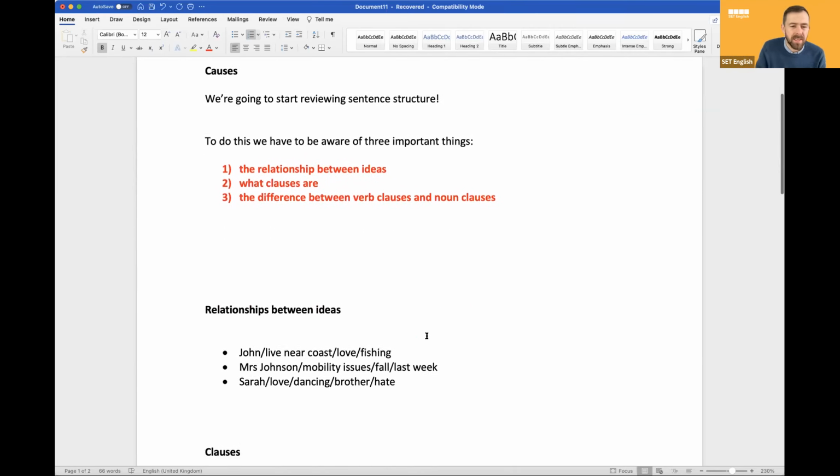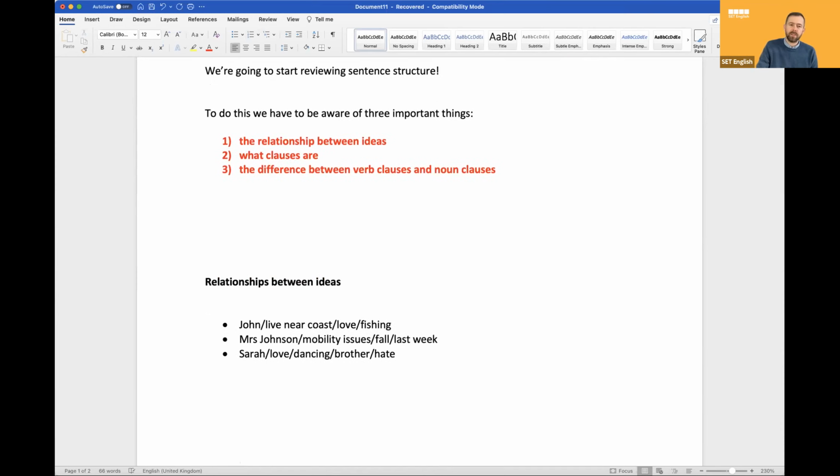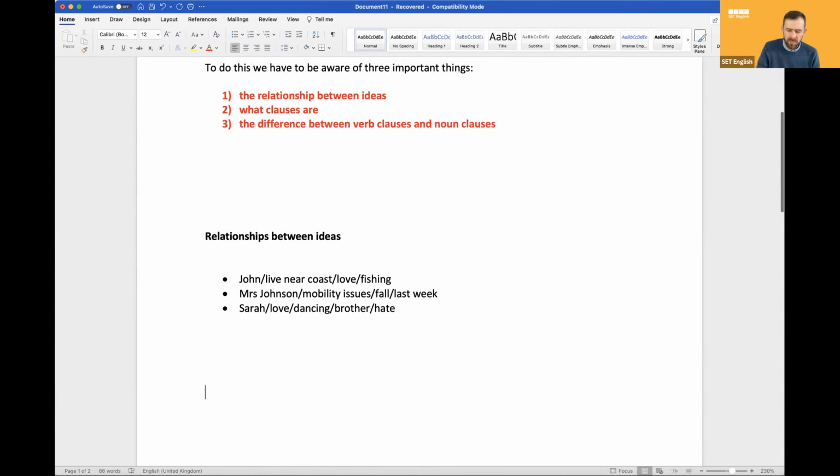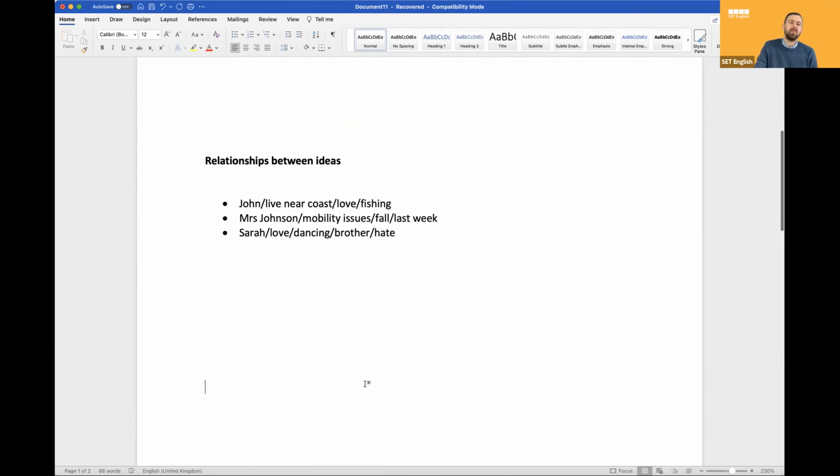So relationships between ideas. Let's look at this first. Now, why am I asking about relationships between ideas? Well, the reason is that when we speak, or write, or listen, or read, we're always taking in ideas, aren't we? So if you look at this first one here, how many ideas are there? Just don't say anything yet.